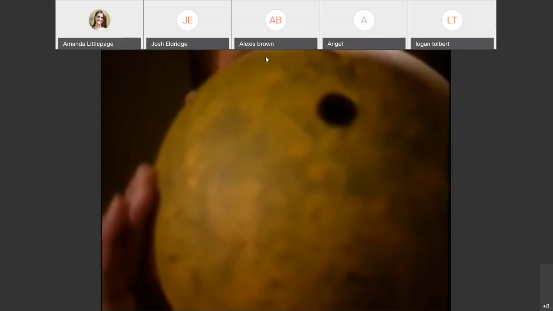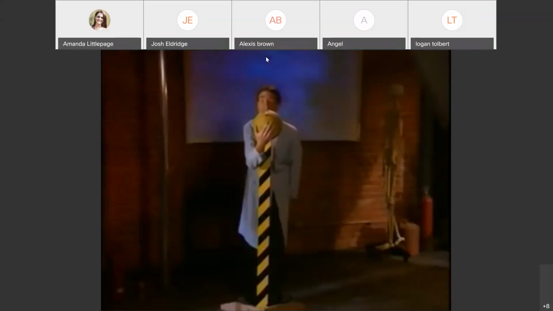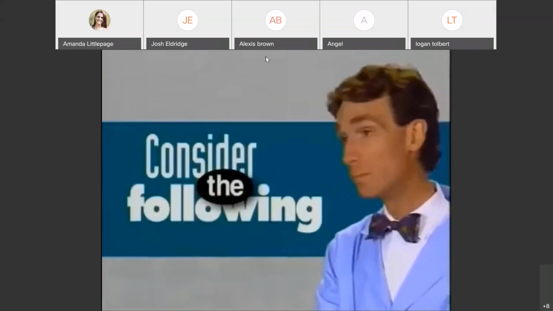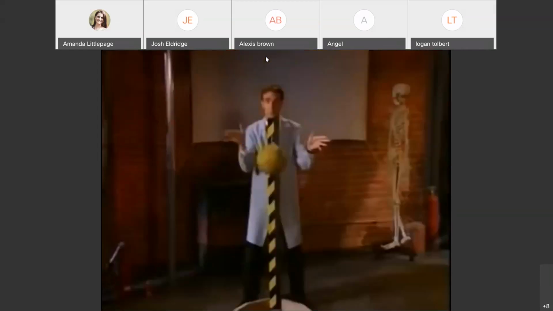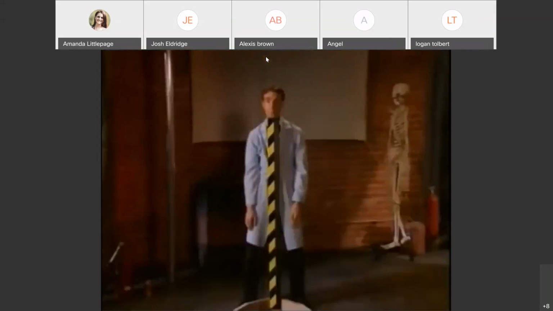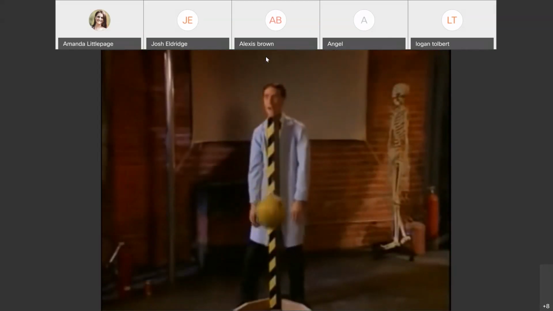Right now, this bowling ball has energy. It's not moving, but it's got energy. Please consider the following. You ready? 3, 2, 1. Whoa!